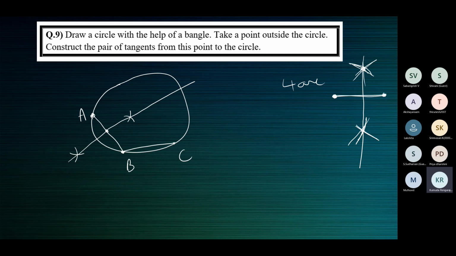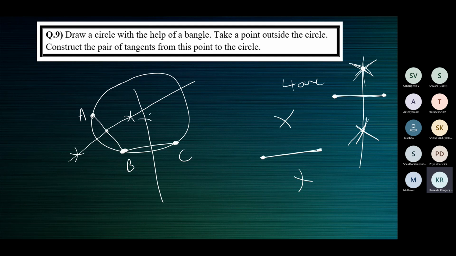Next is to construct the perpendicular bisector of the chord BC. You must use B and C as centers for the arcs. Place the tip of your compass at B and C. From B, draw arcs above and below the chord BC. And from C, with the same radius, cut the earlier arcs and join. Like that, you will get the perpendicular bisector of BC.